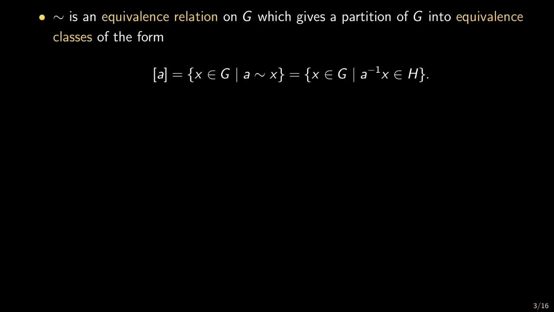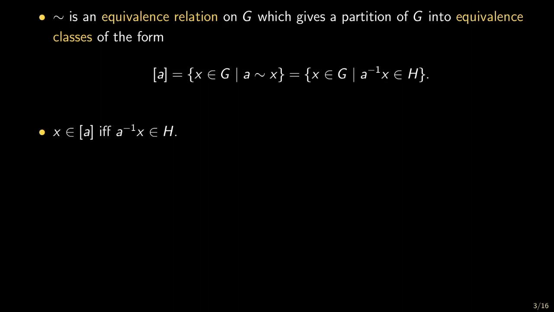We all know that if you have an equivalence relation, this equivalence relation partitions the set, or in this case the group, into nice classes. We call them equivalence classes. The equivalence class of A contains only the elements related to A. So, how do we describe the set of all x's which are related to A? Well, it consists of all x so that A inverse x is in H.